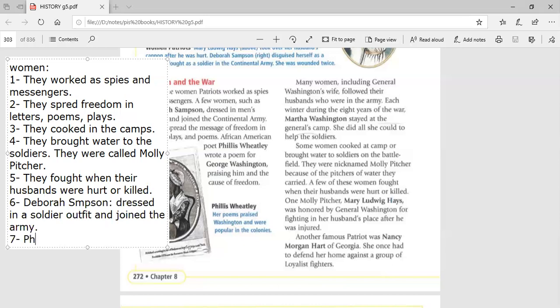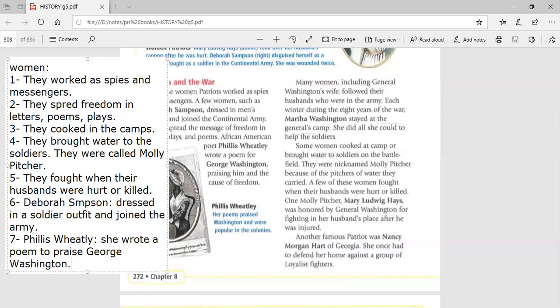Phillis Wheatley wrote a poem for George Washington. She wrote a poem to encourage or to praise George Washington. Okay. Number eight.